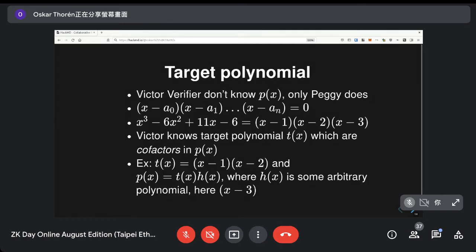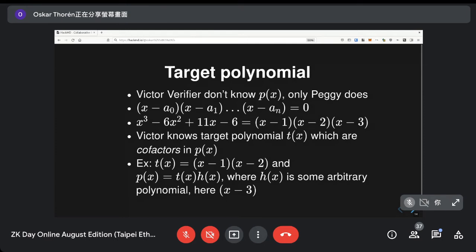So in a better world where Peggy was trying to prove that she knows p of x, Victor wouldn't actually know p of x on his own, only Peggy would. And then Peggy would prove that she knows this polynomial. Because of the fundamental theorem of algebra, you can factor a polynomial into a product of linear factors. So we can express p of x as such. You have these factors that correspond to the solutions: x minus 1 times x minus 2 times x minus 3.